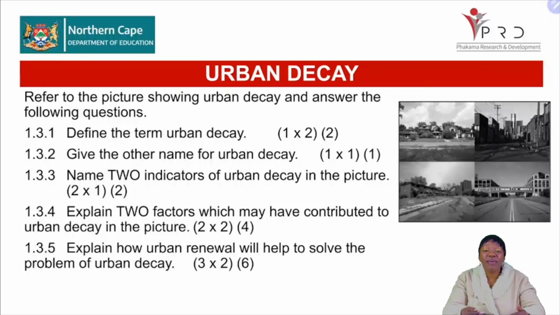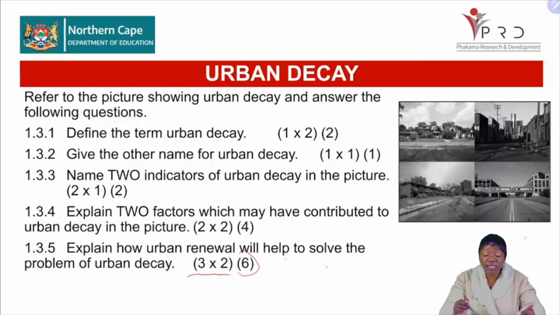Then your 1.3.5, you explain how urban renewal. Remember, with urban decay we are talking about the old buildings, so urban renewal will be more applicable to these buildings. You explain how urban renewal will help to solve the problem of urban decay. 3 times 2. It means you need to give 3 answers so that you can get these 6 marks. So again, it starts by understanding what urban decay is.